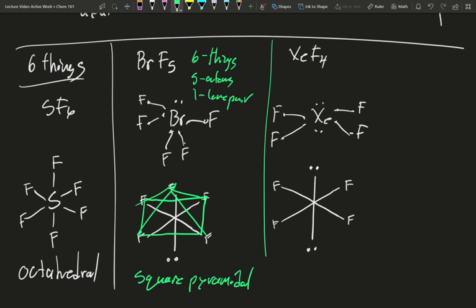When we have this, I've got a square going between my equatorials, and there's no up or down. There's just a xenon sitting in the center, and 4 things going out to make a square. This is a flat plane. This is a square planar.